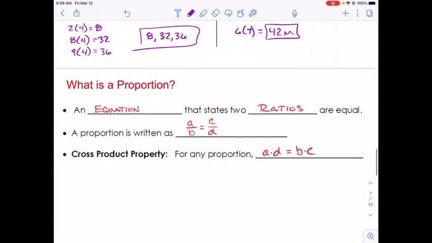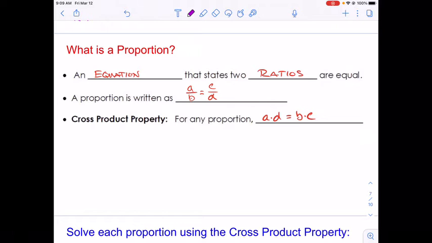All right, so now let's look at a proportion. An equation that states two ratios are equal, okay, that is what a proportion is. Now, you've probably done proportions before, so this is kind of a review. A proportion is written as A over B is equal to C over D. And now we're going to look at the cross product property, okay?